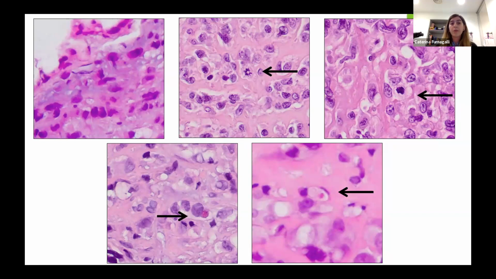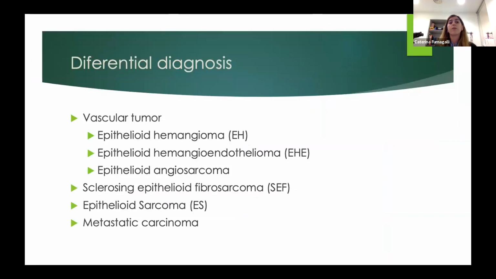So with this morphology, my differential diagnosis was first of all a vascular tumor, in particular an epithelioid hemangioendothelioma, then a sclerosing epithelioid fibrosarcoma, an epithelioid sarcoma, or a metastatic carcinoma. Actually, I put in the differential both epithelioid hemangioma and epithelioid angiosarcoma, but as this tumor is not vasoformative, I actually don't think about this entity, so we could take it out.